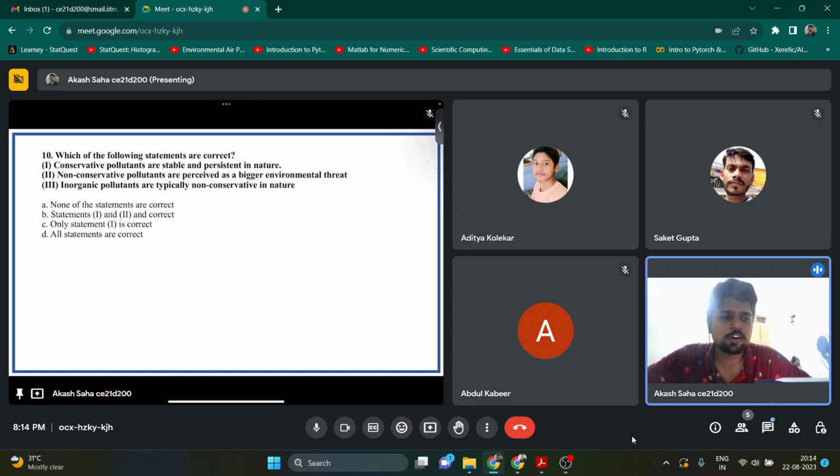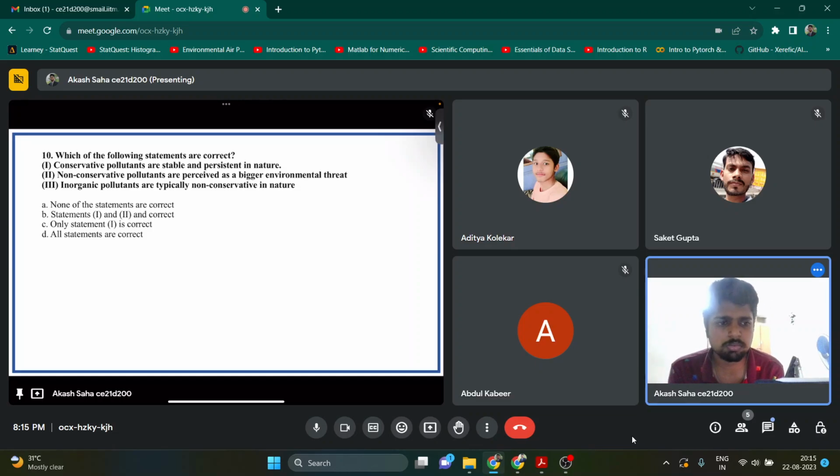Okay, which of the following statements is correct? Conservative pollutants are stable and persistent in nature. Non-conservative pollutants are perceived as a bigger environmental threat. Inorganic pollutants are typically non-conservative in nature. Out of these three statements, which is correct? You see the options: none of the statements, statements 1 and 2, only statement 1, all of the statements. You have to tell me which statement is correct. Here we are talking about conservative and non-conservative pollutants.